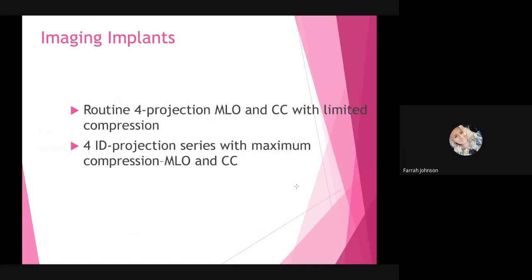So when you're imaging implant patients, you're going to do the routine 4 projections, MLO and CC, with limited compression, and then you're going to do 4 implant displaced series with maximum compression using the MLO and CC projections as well. So anytime you're imaging an implant patient, you're going to do double the amount of images, so 8 images total.